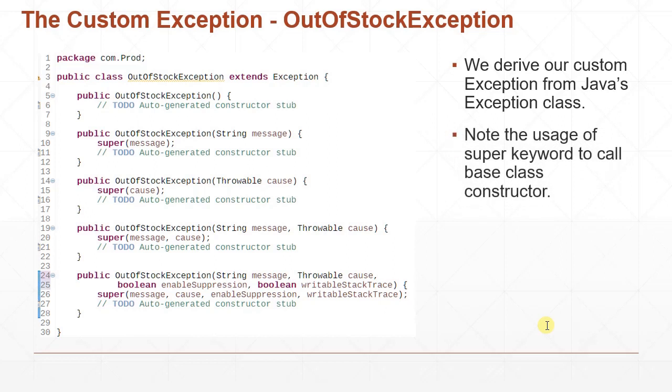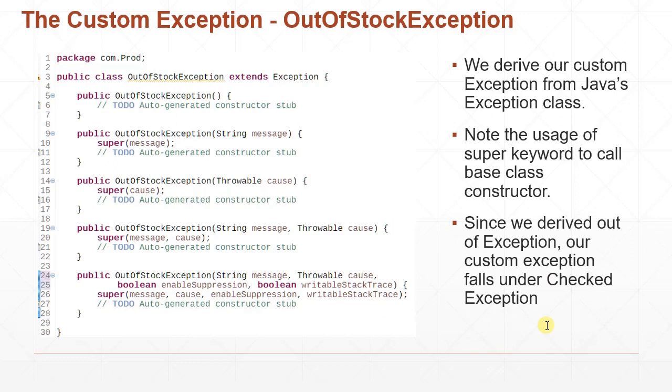You can also note the usage of the super keyword. That means we are making a call to the superclass constructor. Actually, if you see here, we are not writing any piece of code. All we did is create a new class, a new exception type, and that exception is derived from the existing Exception class. Since we derived from Exception, our custom exception falls under checked exception. So we already explained that. Alright, so our custom exception is now ready.